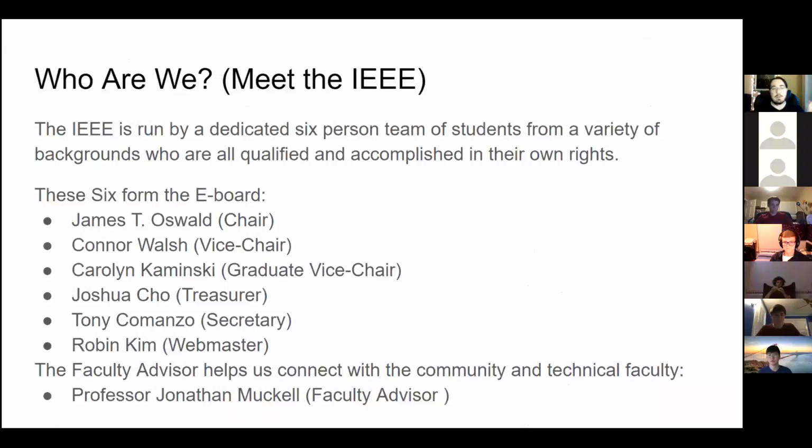So now I'm going to tell you a bit about who we are as the IEEE. We are run by a 6-person team of students from various backgrounds, and we are all qualified to give workshops and everything within our respective fields. So the EBoard is the 6-person team that runs this. We will each give a bit of an introduction about ourselves.